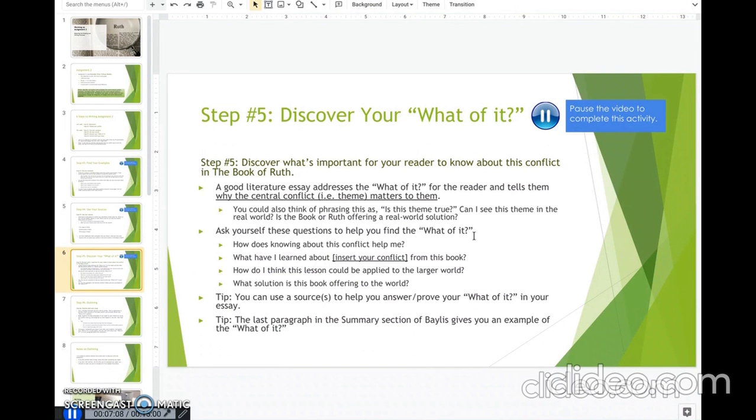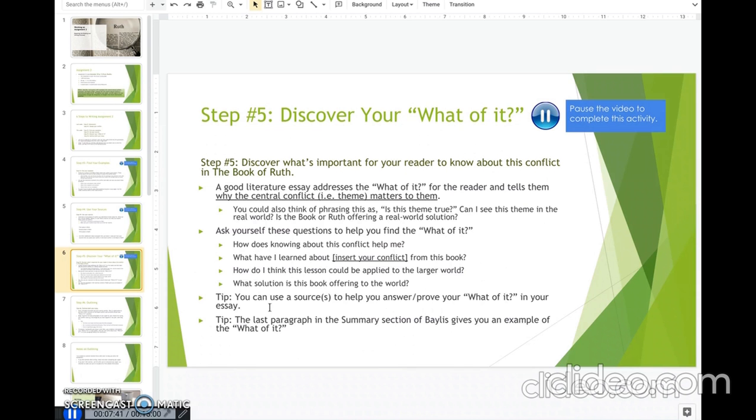Okay, so you might be initially thinking, well, that's kind of hard to do. How on earth can I make what this thousands of year old book is talking about relevant to today? So here's some questions to help you with that. How does knowing about this conflict help you? Maybe you learned something by studying this conflict. What have I learned about this conflict from this book? How do I think this lesson could be applied to the larger world? Or what solution is the Book of Ruth offering to the world?